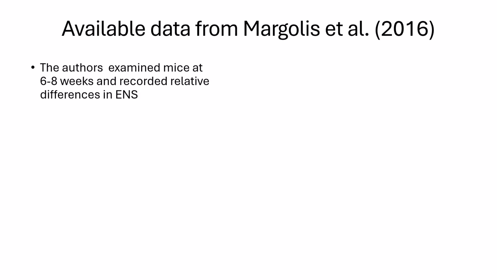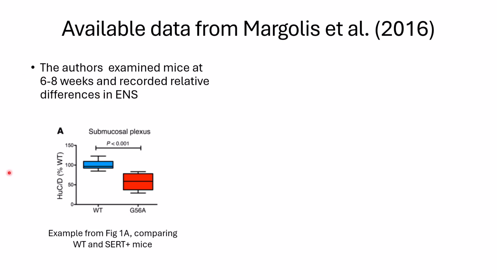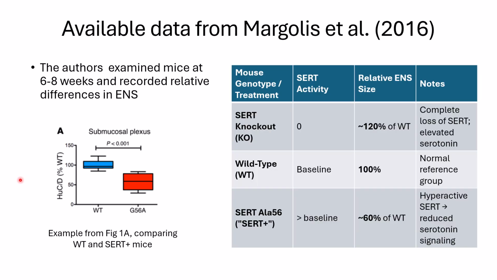Okay, so now I want to parameterize my model as much as I can. I was primarily working with a Margolis experiment. The authors there examined mice at about 6 to 8 weeks after they were born, and then they recorded the relative differences in the enteric nervous system. This is an example from one of the figures where they were comparing wild-type and SERT-positive mice, and very roughly speaking, these are your SERT-positive ones, the ALA56 ones. They're about 60% relative to wild-type. So that's where I was getting those numbers.